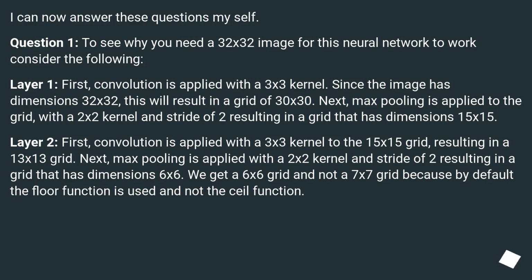Layer 2. First convolution is applied with a 3 by 3 kernel to the 15 by 15 grid, resulting in a 13 by 13 grid. Next, max pooling is applied with the 2 by 2 kernel, and stride of 2, resulting in a grid that has dimensions 6 by 6. We get a 6 by 6 grid and not a 7 by 7 grid, because by default the floor function is used and not the ceil function.